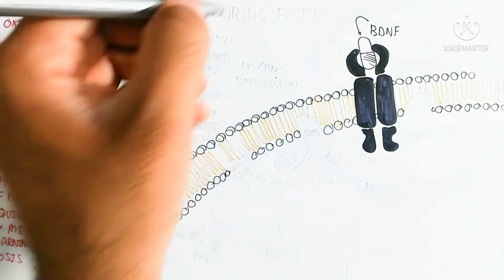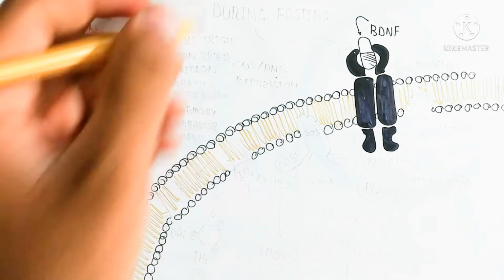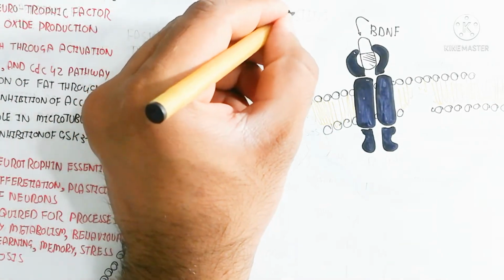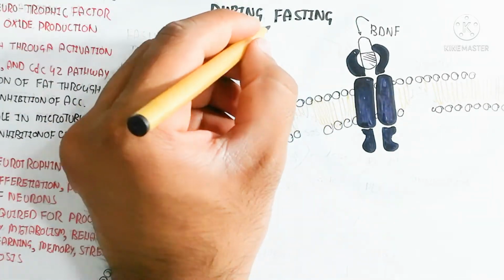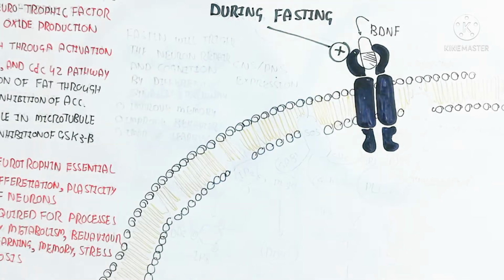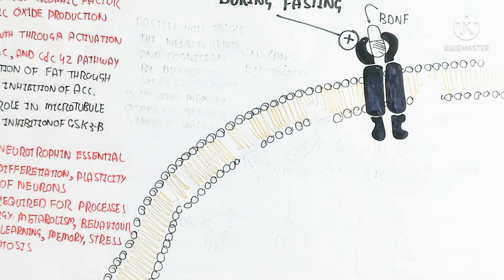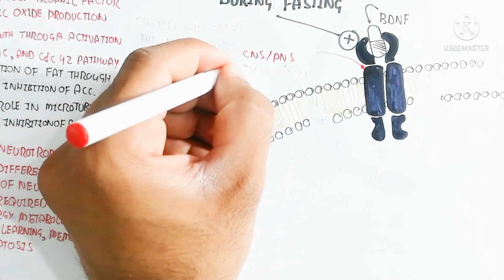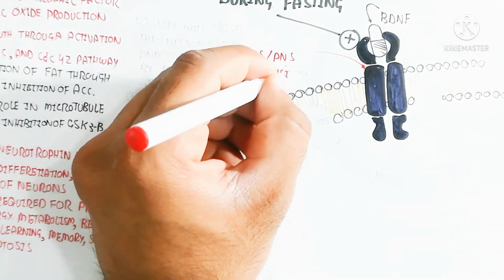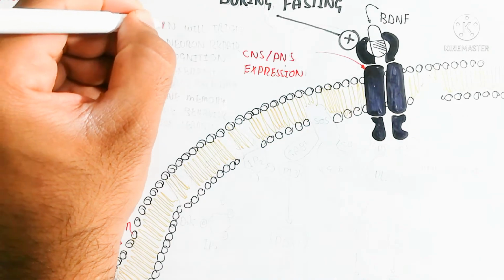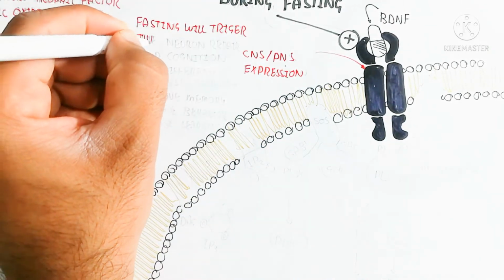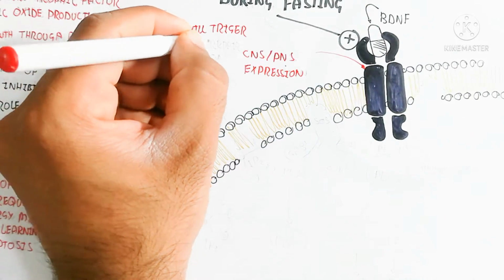This tyrosine kinase receptor is a dimer, remember. And an important thing you need to understand is that during fasting it will be enhanced. So remember, during the fasting the BDNF will be increased. And the extracellular domain contains the tyrosine kinase receptor, the dimer, which is also known as the tropomyosin related kinase B. So that is why it is known as TRKB.